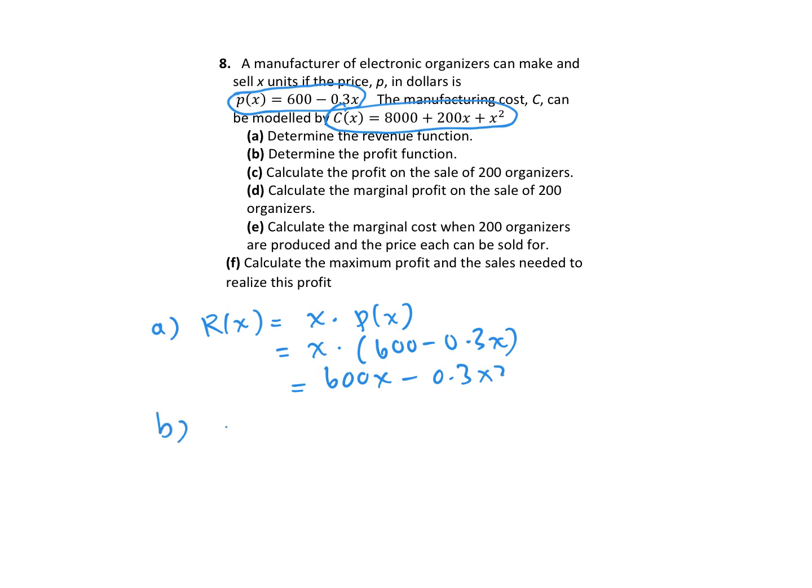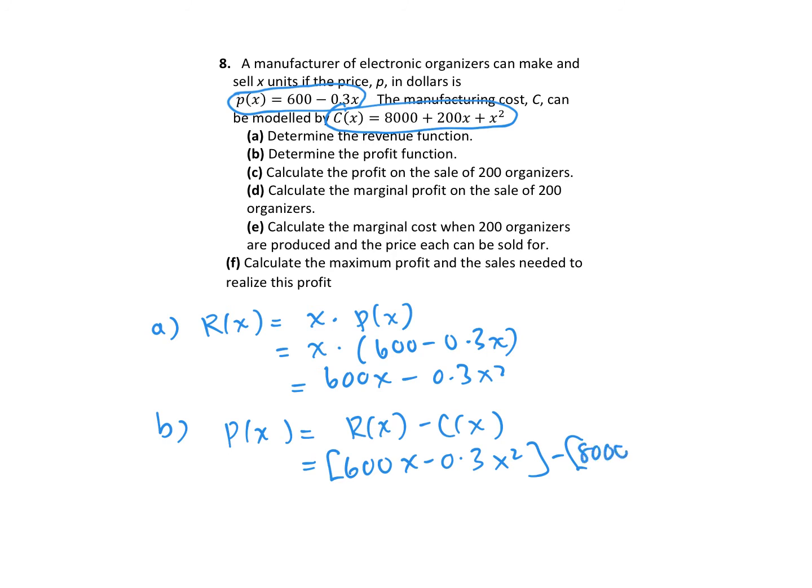Determine the profit function. So remember, profit is going to be revenue brought in minus the cost to produce those items. So revenue we just found, and then we're going to subtract the cost equation, which we were given at the beginning. And if we just simplify this, we get negative 1.3x squared, just collect like terms, plus 400x minus 8,000. So that's our profit function.